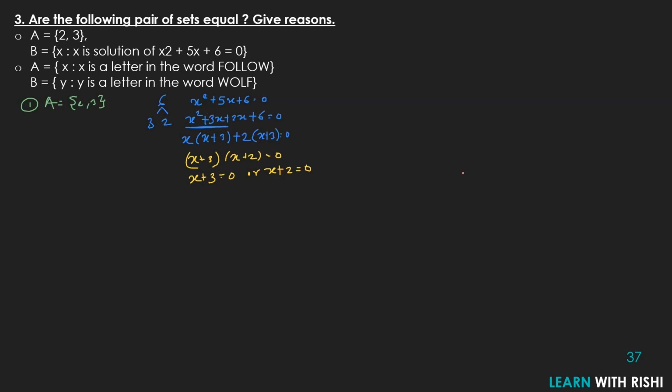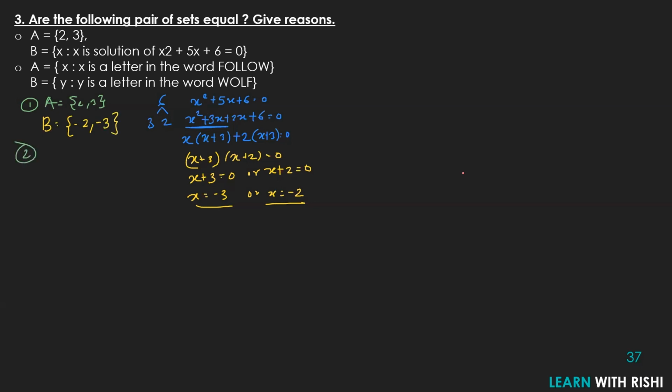So I'm getting the value of x as -3 or x is equal to -2. I'm getting the two values -3 and -2. So my set B, what are the elements? -2 and -3. So are they equal sets? No. In the first set, the elements are 2 and 3. In the second set, the elements are -2 and -3. So my sets are not equal. Set B is {-2, -3}.